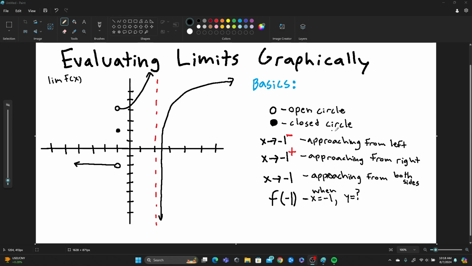But on the other hand, a closed circle, like this one right here at (-1, 2), does exist on this graph. So this is a real point. This is not a point on the graph. Neither is this. Neither is this.